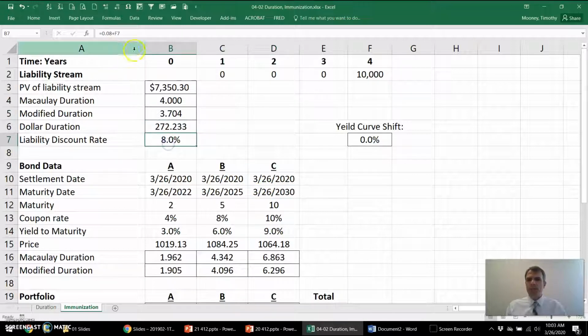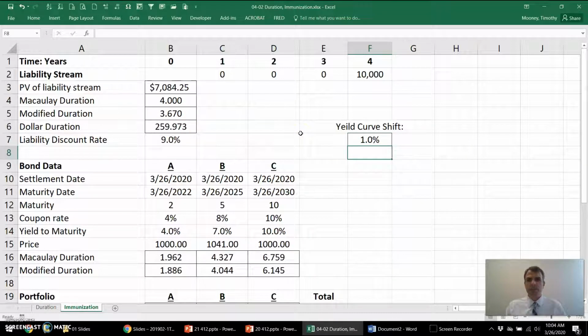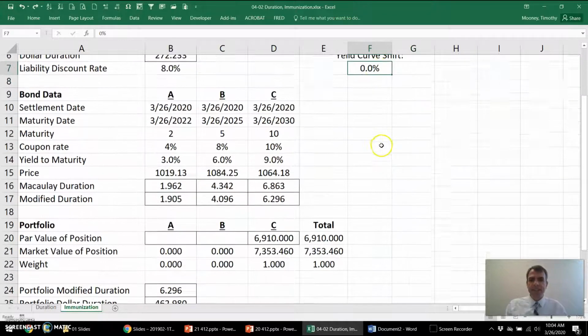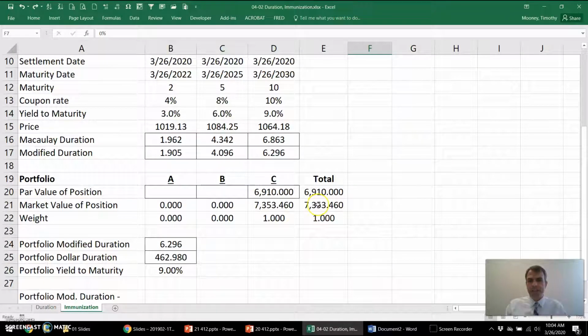And so I've set this spreadsheet up such that all the discount rates in the spreadsheet are tied to some yield curve shift cell reference. So suppose interest rates rise by 100 basis points. Suppose interest rates rise by 1 percentage point. That'll decrease the present value of the liability stream by about 3.7% or $272.23. Let's see what happens there. And then it will also decrease the market value of the bond portfolio by about 6.3%, so by more.